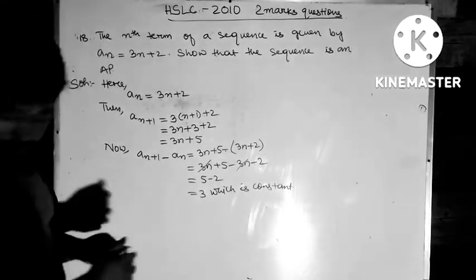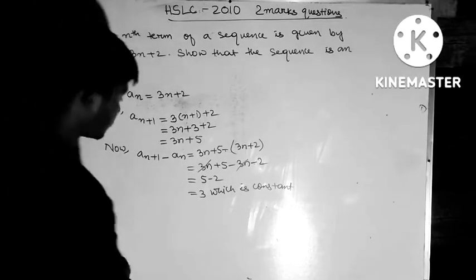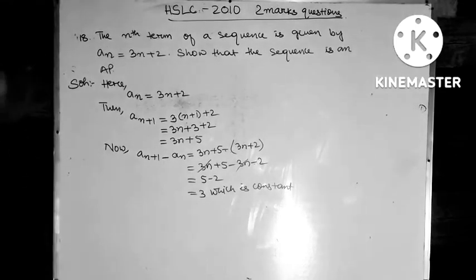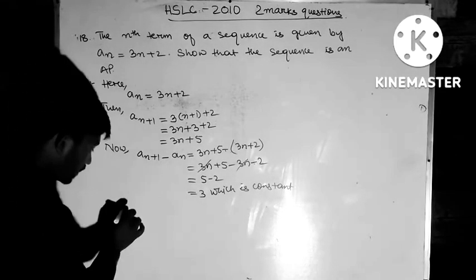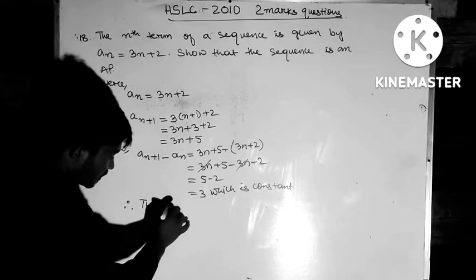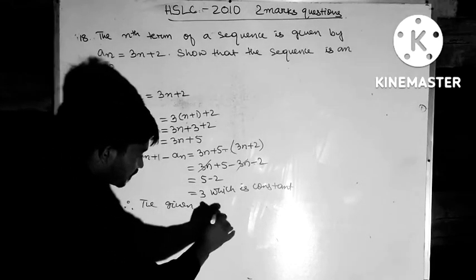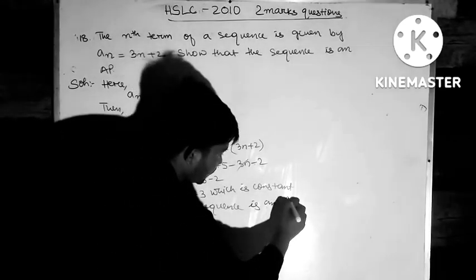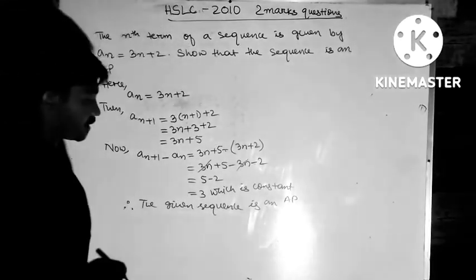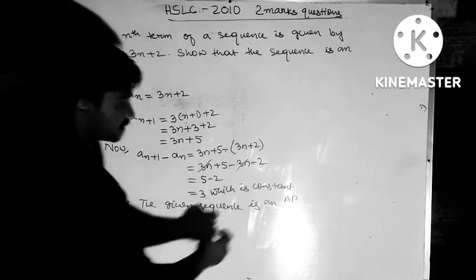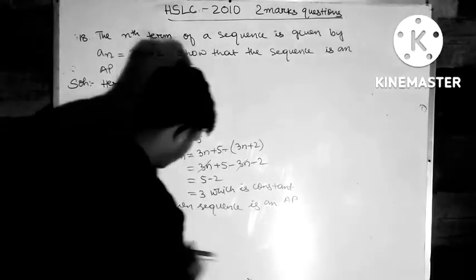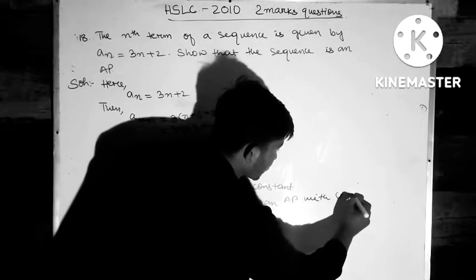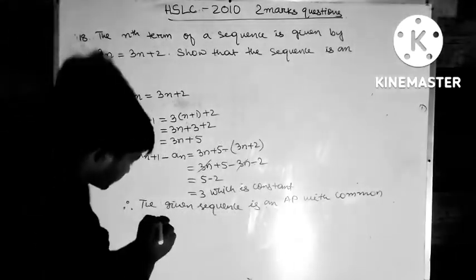Alright, constant. My marker is also about to finish, it seems. If we get a constant like this, then we call it constant. Therefore the given sequence is an AP, since the difference is constant. Therefore the given sequence is an AP with common difference 3.